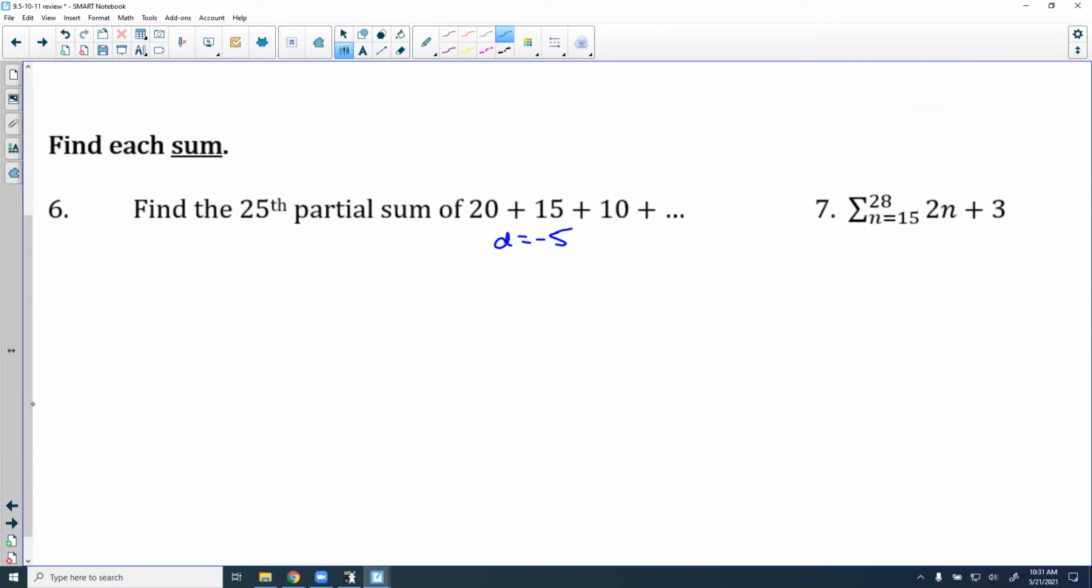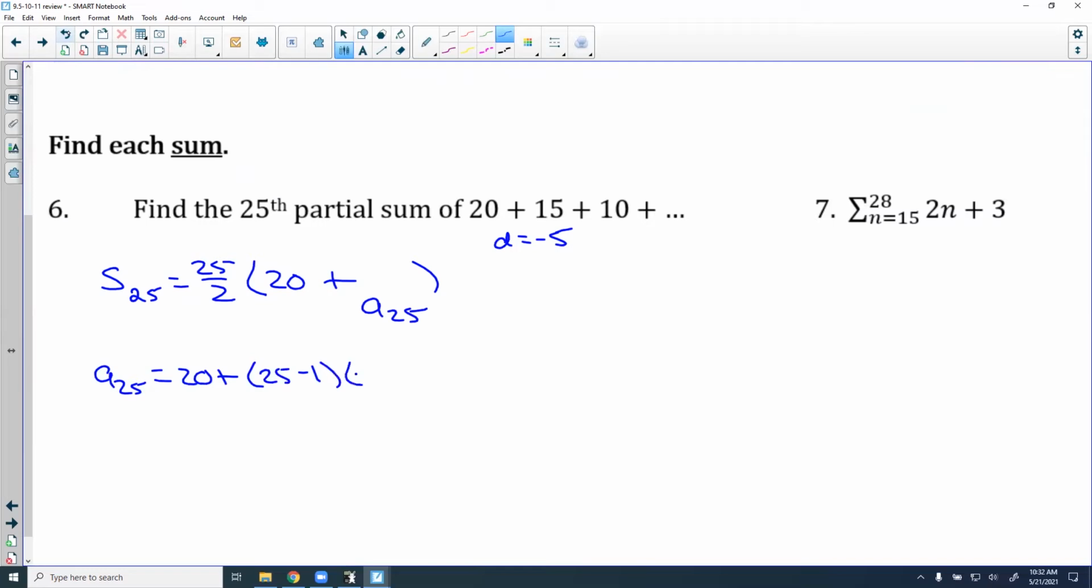The 25th partial sum, so s sub 25 is 25 over 2 times a sub 1, 20. But now we need a sub 25. I need the 25th term. So a sub 25 is equal to a sub 1 plus, well, not n minus 1. We know how many there are. Plus 25 minus 1, and we're adding -5.